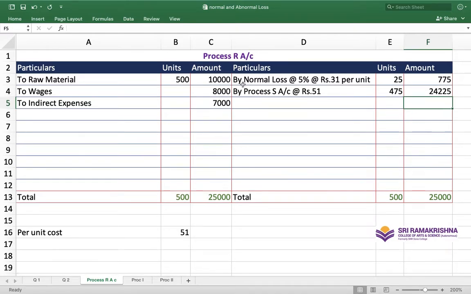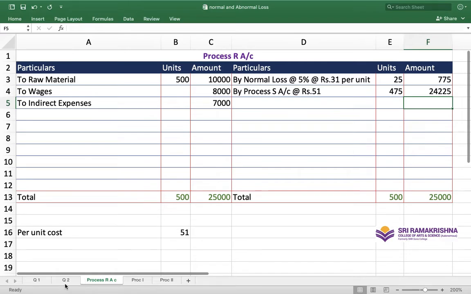So there was a normal loss of 5%, that was 25 units, and the scrap value of it is 31 rupees per unit, and when it is multiplied with 25 you will get 775. The input was 500 units. Out of this 25 units were normal loss, so the balance will be 475 units, which will be transferred to process S account at the rate of rupees 51.